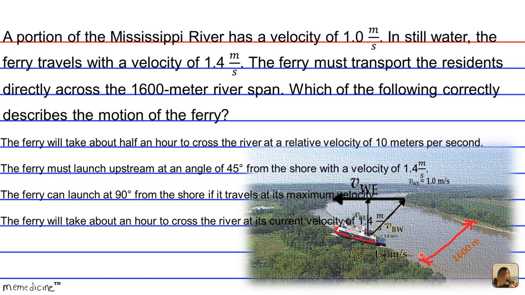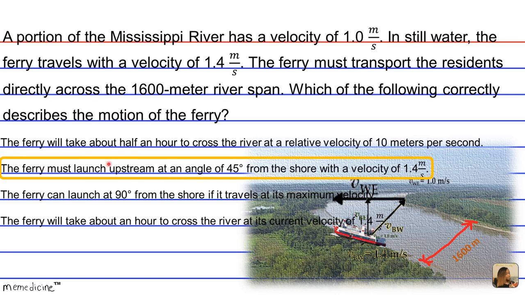The correct answer would be obviously answer choice B, that the ferry must launch at an angle of 45 degrees from the shore with a velocity of 1.4 meters per second. And this just took remembering your side ratios of your special angles from trigonometry.